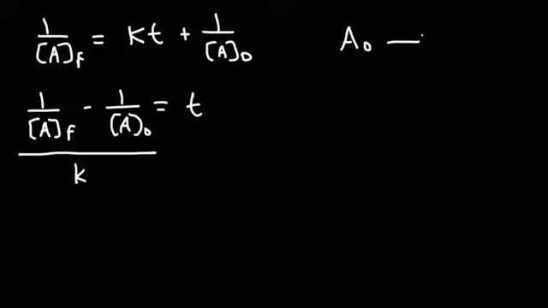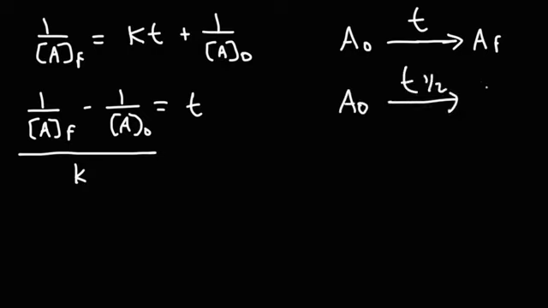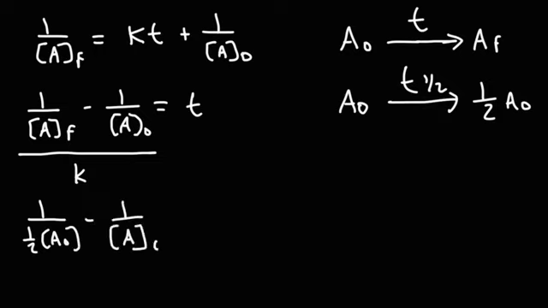So as A initial goes to A final, some time T will elapse. Now just like before, in order to change T to T sub 1/2, we need to replace A final with 1/2 of A initial. So this is going to be 1 over 1/2 A initial minus 1 over A initial divided by, and this time it's positive K. And now we can replace T with T 1/2.